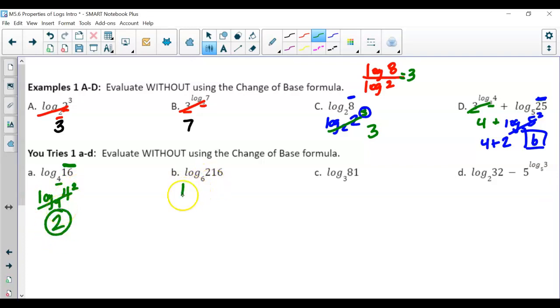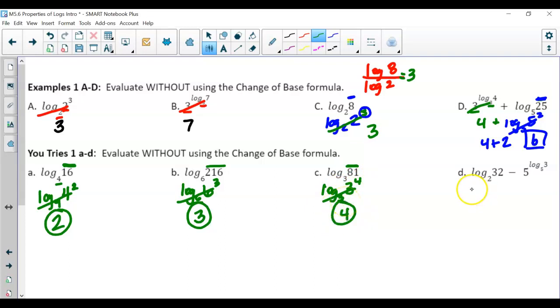Same thing here, log base 6. So base 6 to the what power gets you 216? 3. Cancel out the bases, and you're left with 3. Then again here, log base 3. If the base is 3, then 3 to the what power is 81? 4. Bases are the same, cancel out, and you're left with 4.